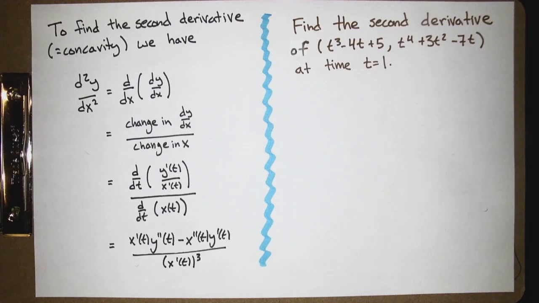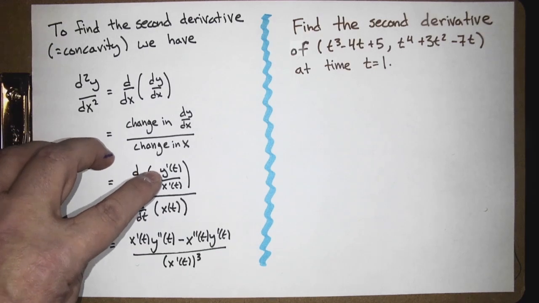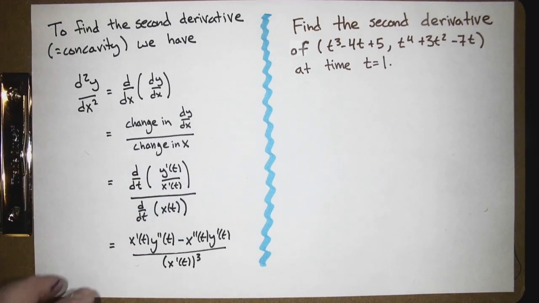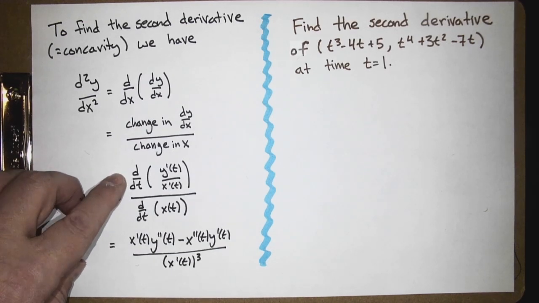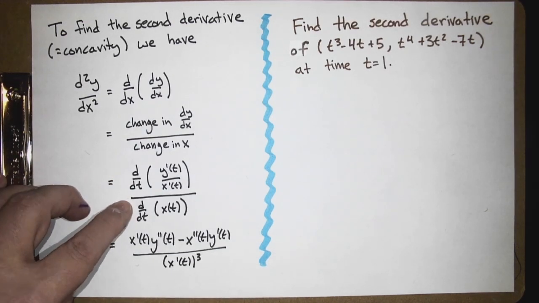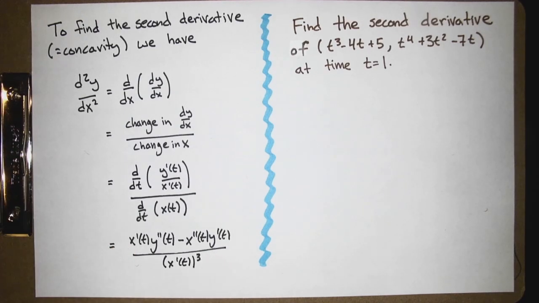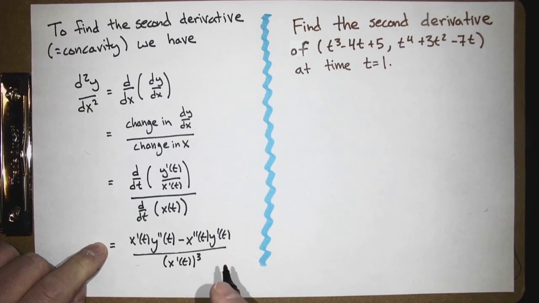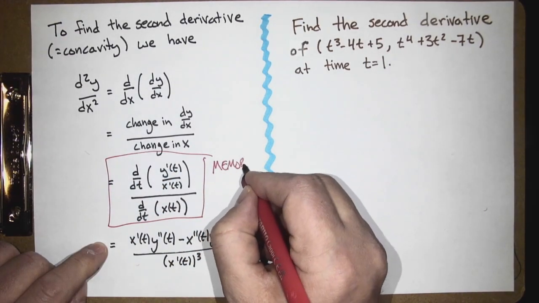So if I want to take a change in dy dx, I'm taking the derivative of dy dx, which we know is y prime over x prime. And then downstairs, the change in x is the derivative of x. If you do the quotient rule and add in this extra term downstairs, you get to the equation x prime of t, y double prime of t, minus x double prime of t, y prime of t, over x prime of t cubed. Now, you're probably thinking, do I have to memorize that one? No. Memorize this one. This is the easier one to remember.